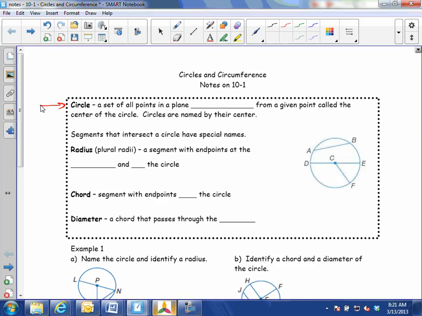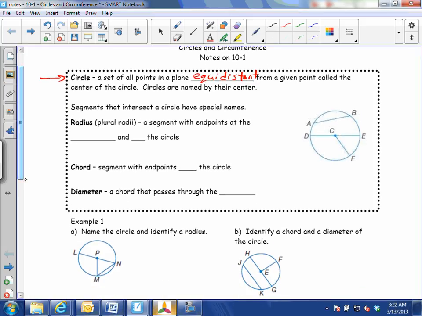Alright, anyway, let's keep going. So circles. Okay? It's a set of all points in the plane equidistant. That's all one word. Equidistant. E-Q-U-I and then distant. What does it sound like? Equidistant. That's exactly what it means. Why can't they just say equidistant? Because equidistant just sounds cool.